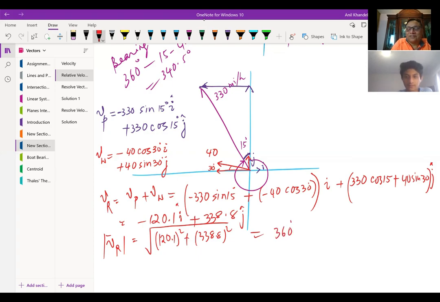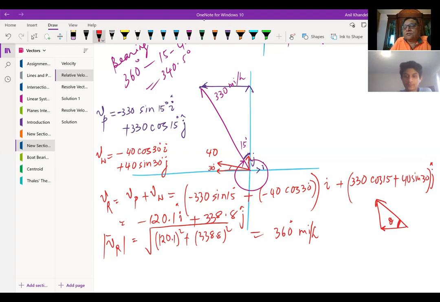Do you see the same? Obviously, they'll give you the same answer, right? So basically, what we are saying here is that the resultant is something like this. Now, we have to get this direction, theta.